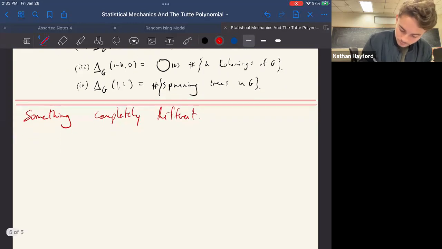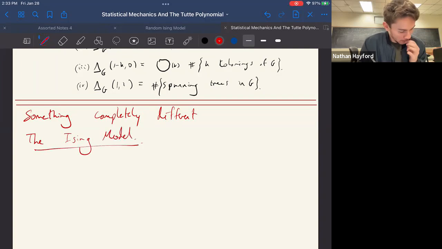So this is the Ising model. I want to talk about the Ising model now. What is the Ising model? It's a very simplistic model of a magnet. So I'll write: a simplistic model of a magnet.